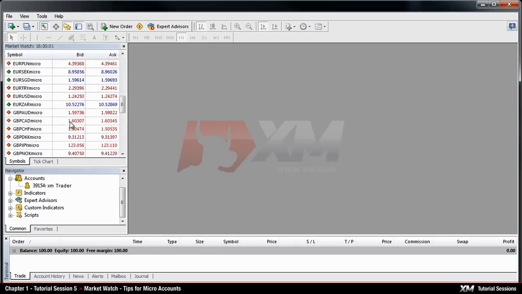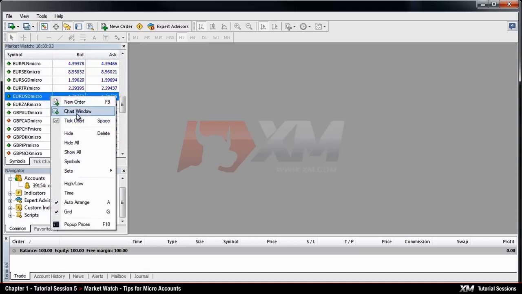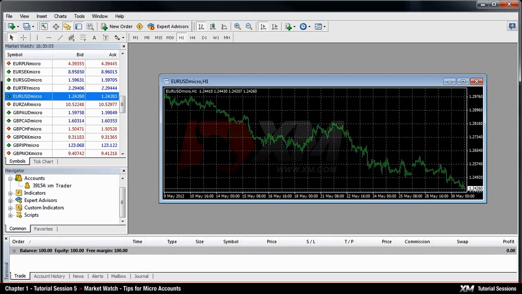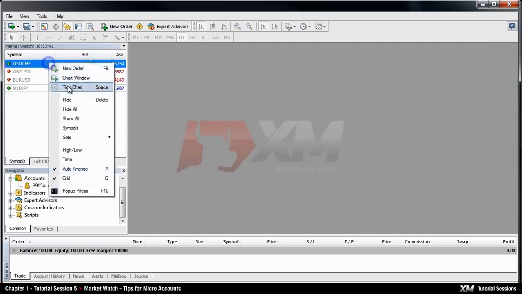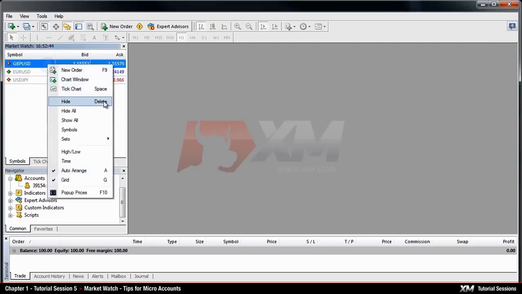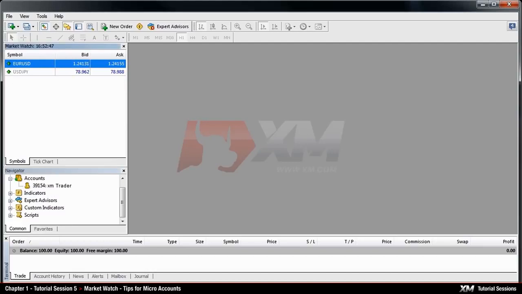Simply right-click on the required micro symbol and choose the option Chart Window to display the micro chart of the specific symbol. To avoid confusion, we suggest hiding the standard symbols by right-clicking a symbol and pressing Hide. This will remove the selected symbol from the Market Watch window.